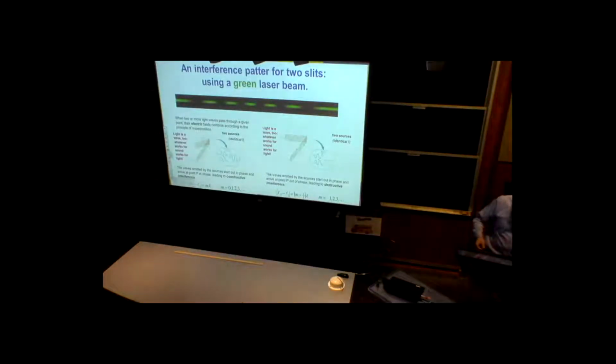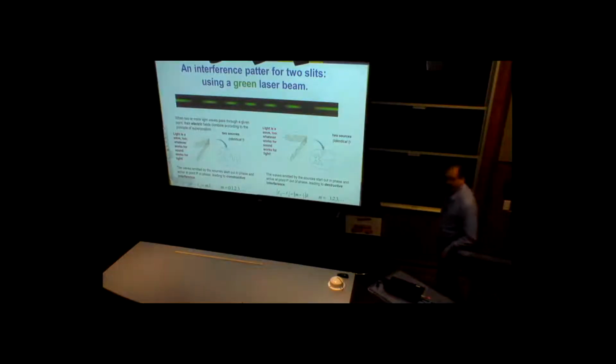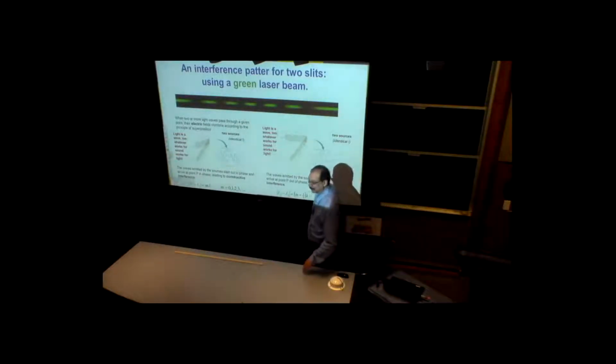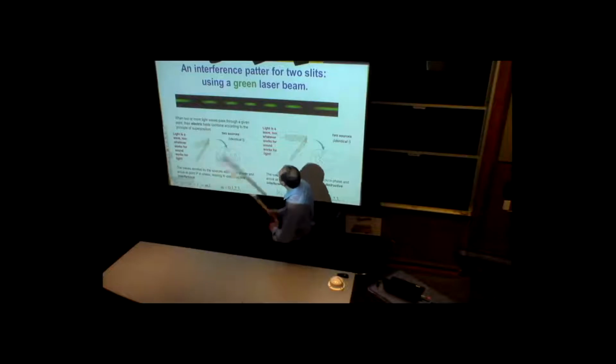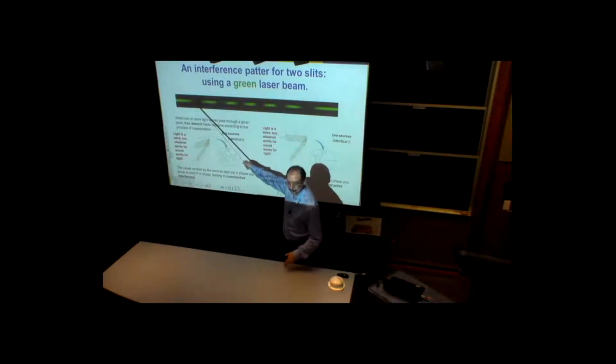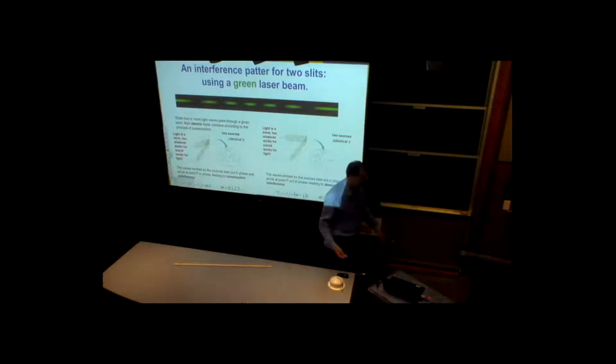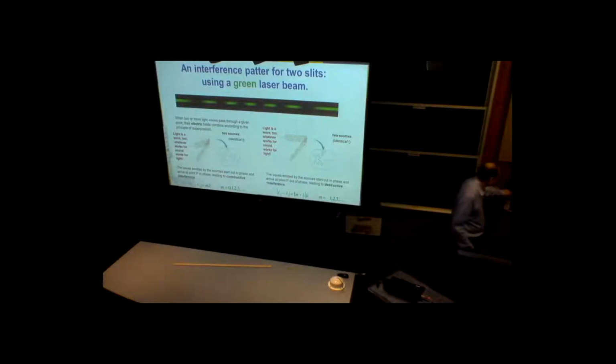And what should we see? Well, if we use the green laser pointer, we should see a green pattern. If we use a red laser pointer, we should see a red pattern, etc. Somewhere we should have nothing. That's what we call a minimum of intensity. But somewhere we should see something. Let's see.